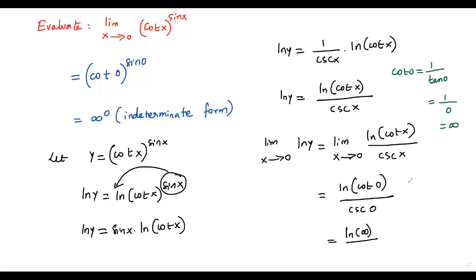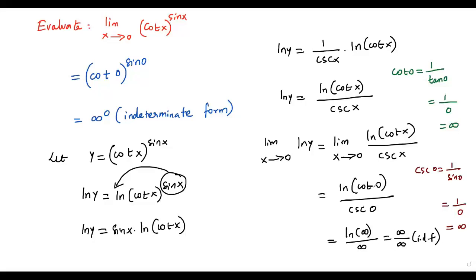cosecant 0. Cosecant, already we know, is the reciprocal of sine. So we can write cosecant 0 as 1 over sine 0, and the value of sine 0 is 0, so 1 over 0 is undefined. So the value of cosecant 0 is undefined or infinity. So natural logarithm of infinity is still infinity. So infinity over infinity, still again I am getting indeterminate form. So since we get indeterminate form, we can use L'Hopital's rule.